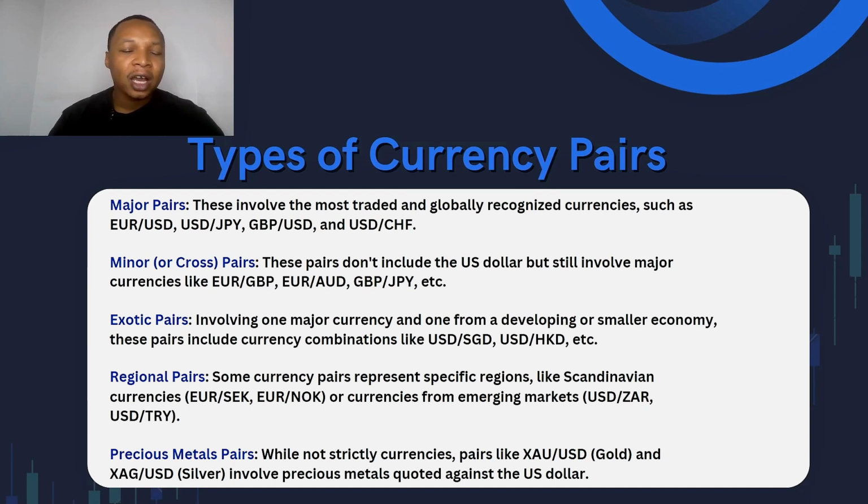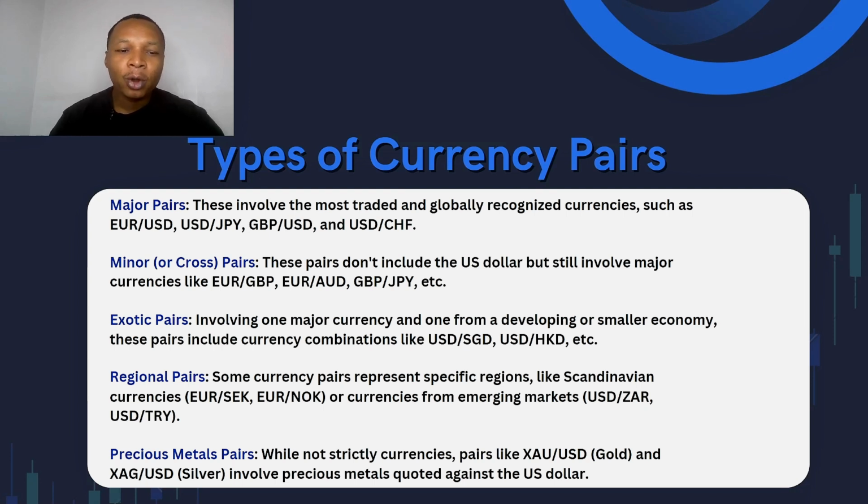We have pairs like the EUR/GBP, which is Euro against Great British Pound. We have the EUR/AUD, which is the Euro against the Australian dollar. We have GBP/JPY, which is the Great British Pound against Japanese yen. We have also the EUR/JPY, which is Euro against the Japanese yen, and so many others. So any pair that doesn't include the US dollar is called a minor pair.